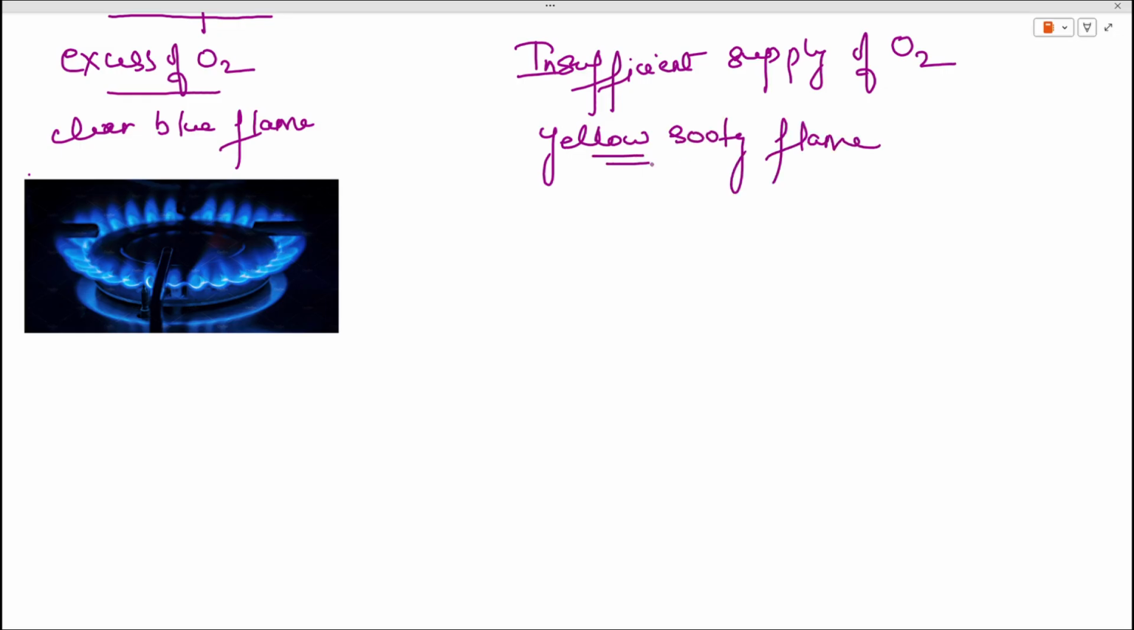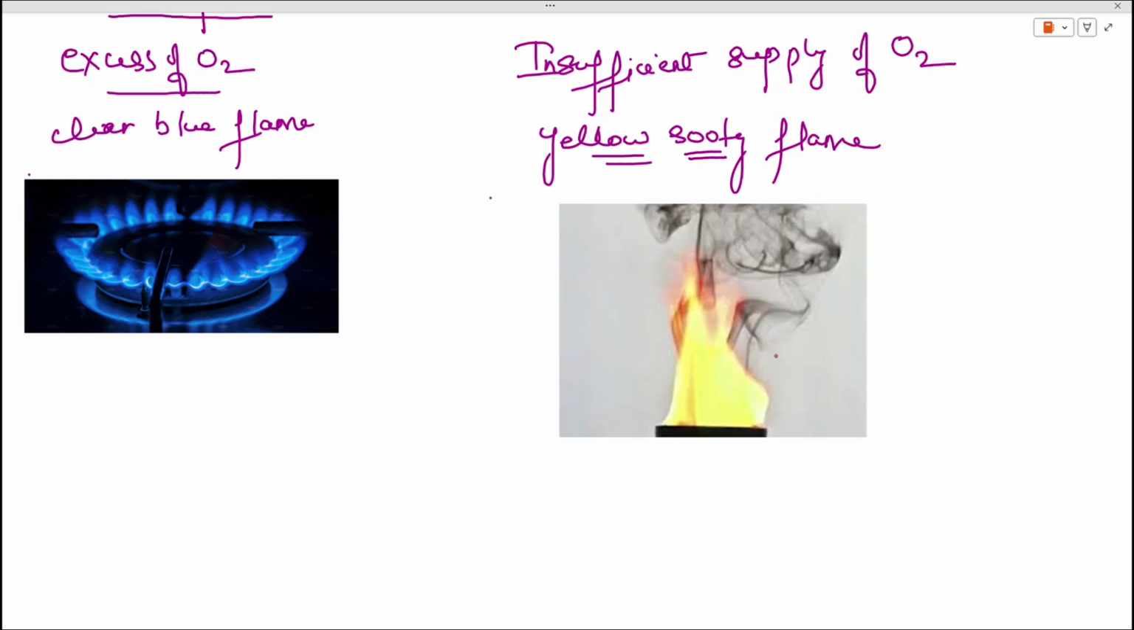The color is yellow and sooty because it gives out carbon black also, the carbon particles with it. You can see here the color of the flame is yellow, and we can also see the smoke coming out in the form of carbon black or soot. So this is an indication of an incomplete combustion.